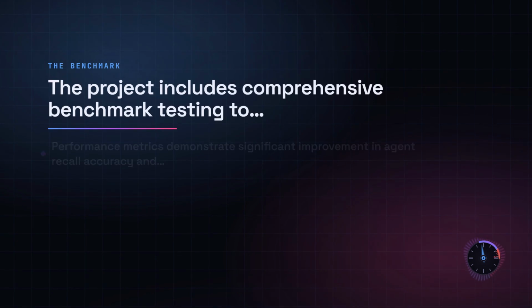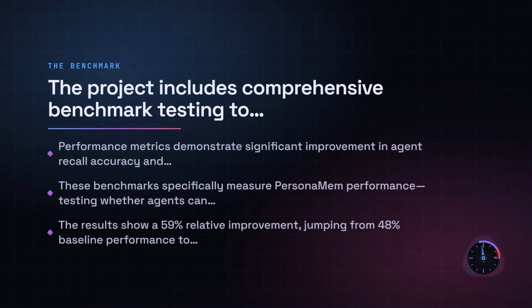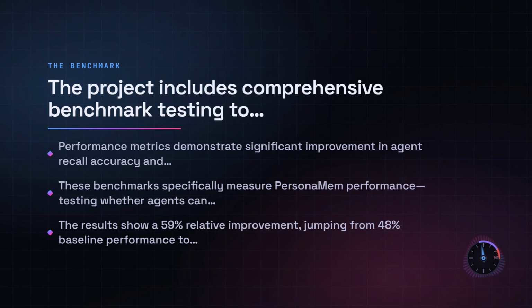The project includes comprehensive benchmark testing to validate its effectiveness in real-world scenarios. Performance metrics demonstrate significant improvement in agent recall accuracy and context application compared to basic conversation logging. These benchmarks specifically measure PersonaMem performance, testing whether agents can correctly understand and apply user information after extended interactions. The results show a 59% relative improvement, jumping from 48% baseline performance to 76% with TencentDB-Agent-Memory enabled. This proven effectiveness makes it a compelling choice for teams serious about agent productivity.